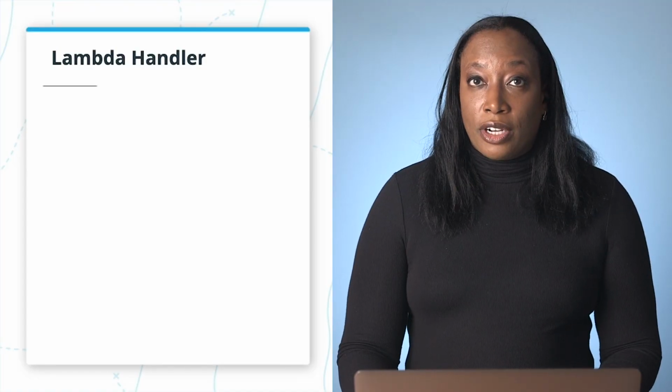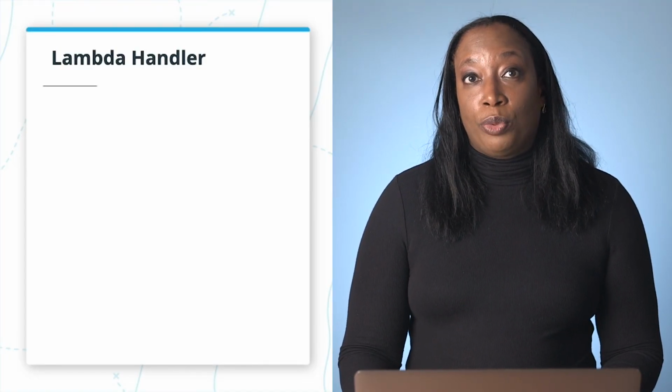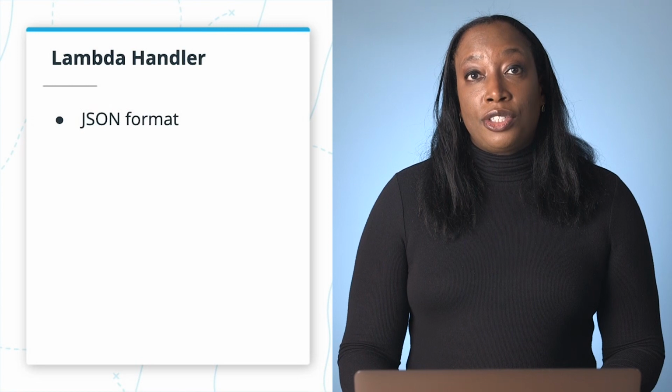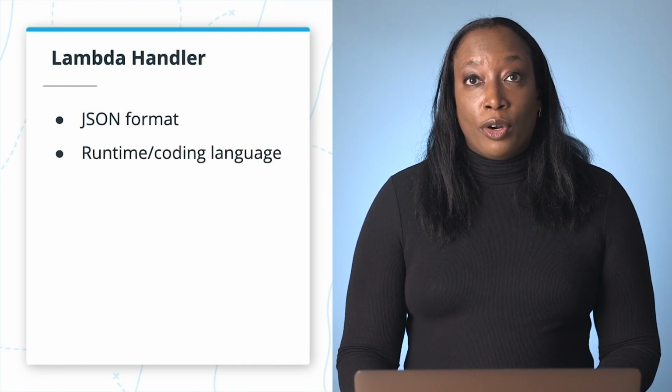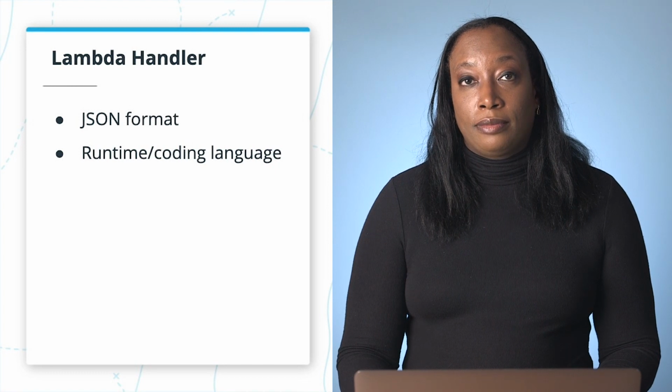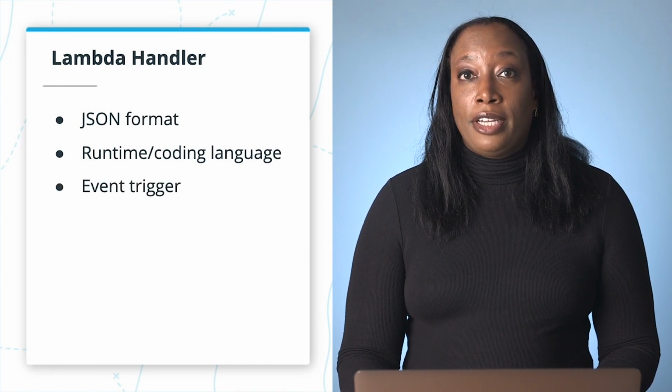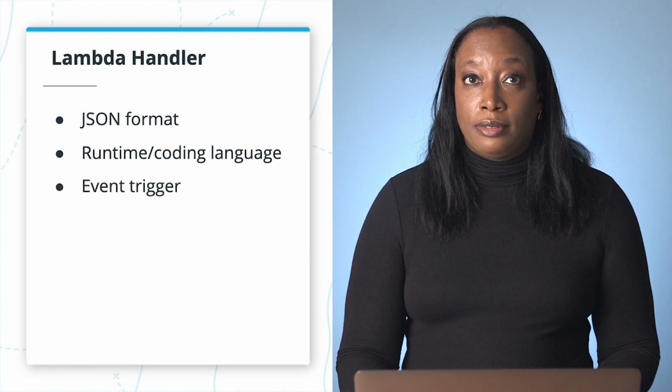Invoking Lambda functions means triggering them or kicking them off. And understanding the actions that invoke functions will enable you to select the best method for your task. Lambda functions need a handler as the entry point for the Lambda. This is usually JSON formatted input, and they need a runtime or coding language specified. And finally, they need event triggers to invoke the function.